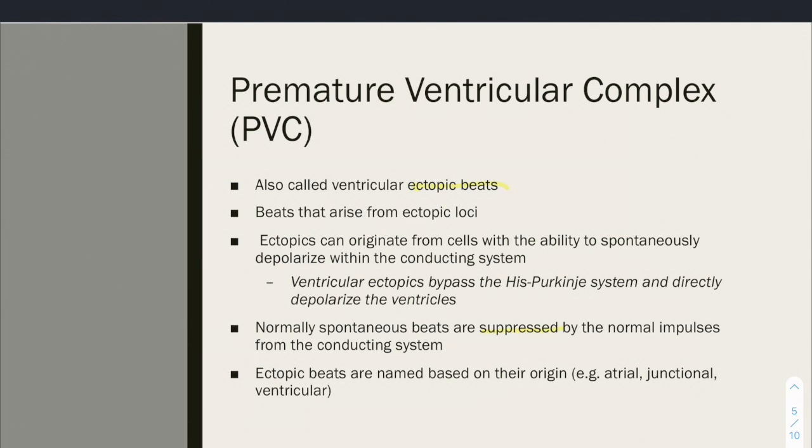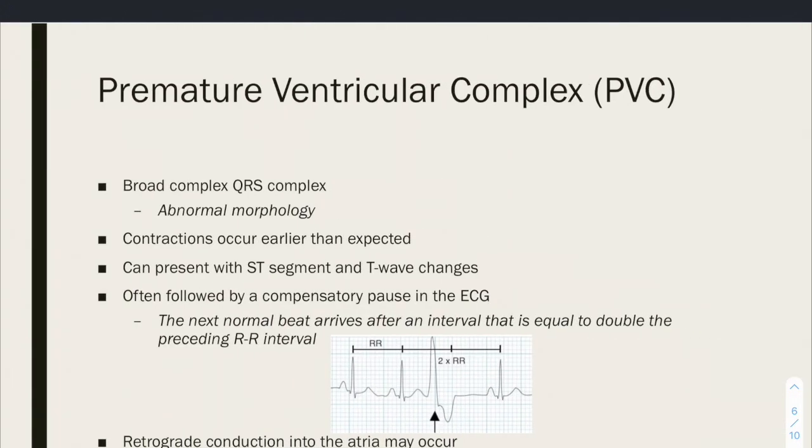We're talking about ventricular ectopics this week, but you can have atrial and junctional ectopics as well. So more about PVCs. These are the common findings. You're going to have that broad, complex QRS morphology. There are all sorts of abnormal morphologies that you can see there.